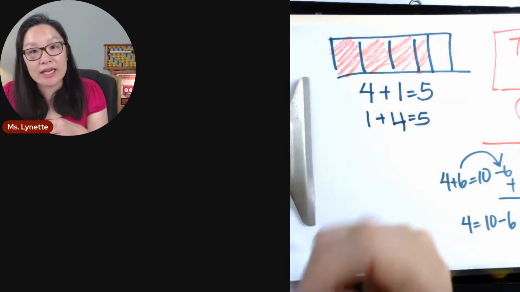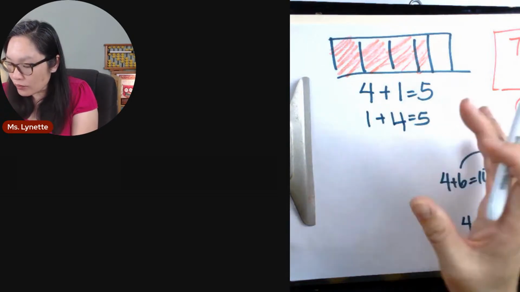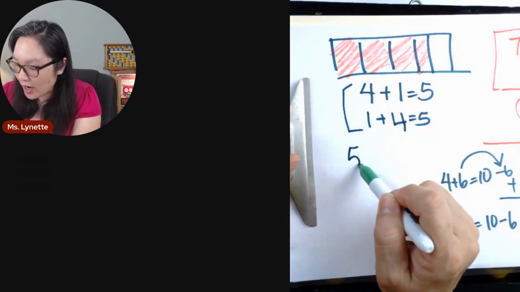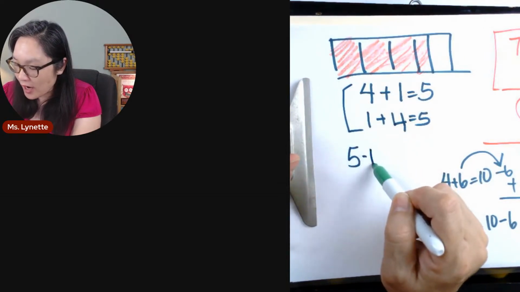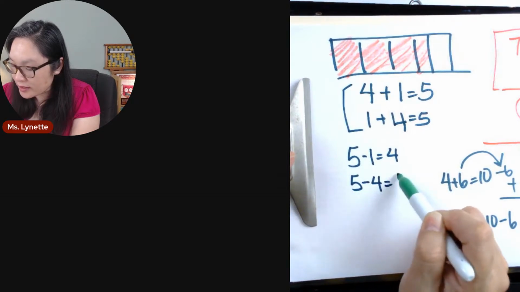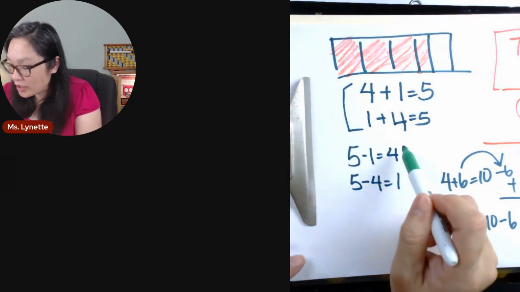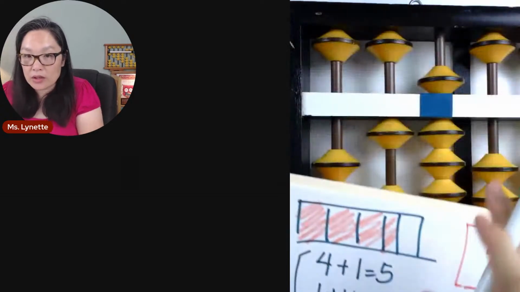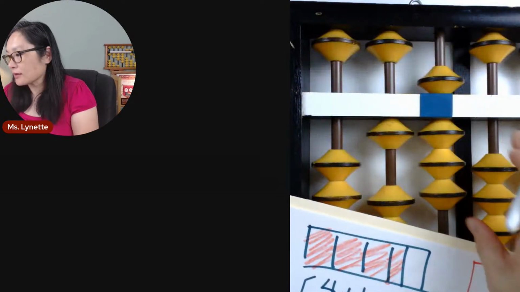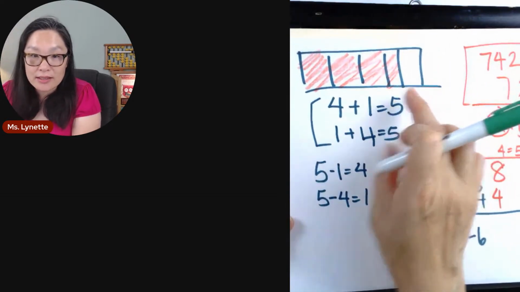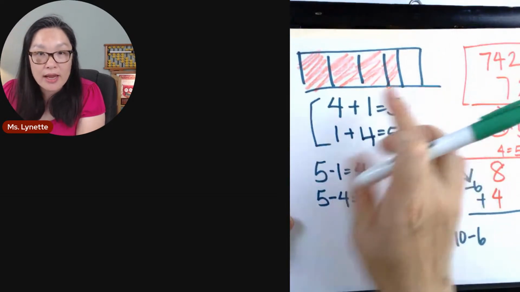But in abacus, we actually take it one step further, and we mix up the equation a little bit, and we say 5 minus 1 is equal to 4, or 5 minus 4 is equal to 1. So we actually use this concept to manipulate, to work through our abacus, if that makes sense. I really like how in school we're taught this. In abacus, we strengthen it and take it to the next level.